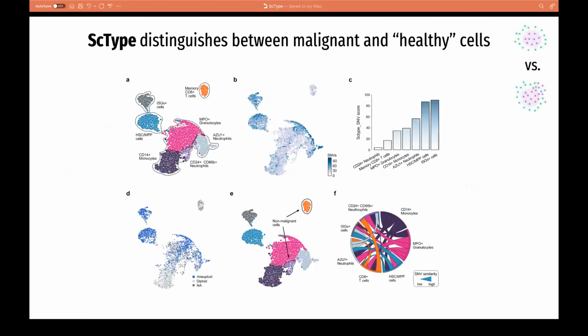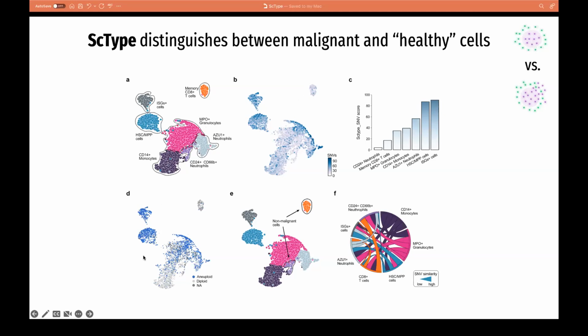So we tested this approach on our AML patients' data that we have in-house here. This is one annotation we obtained from ScType. And when we call SNV, we can see that those T cells here have fewer SNVs as compared to the HSC MPP cells, which are supposed to be cancerous in the case of acute myeloid leukemia. And you can see here that as you go from these T cell subtypes to more neutrophils and multipotent stem cells, the number of SNVs increases.